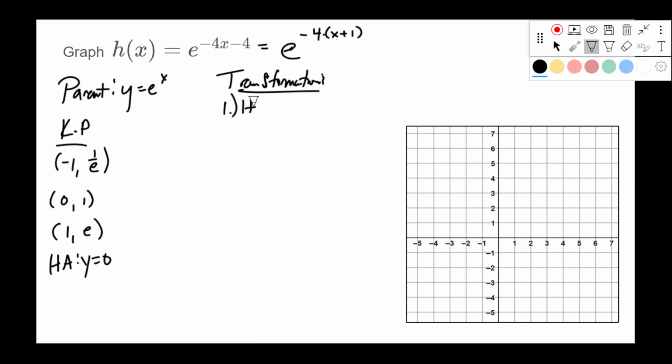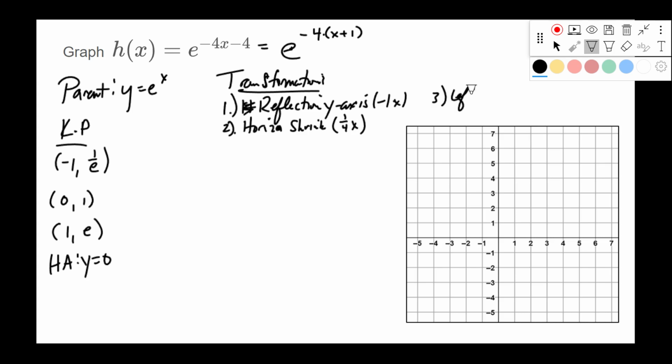So first things first. There is a reflection. The negative's up here with x. It's going to take the x's and make them negative. So I'll flip it this way over the y-axis. Takes the x's, multiplies them by negative 1. There is a horizontal shrink. 4 times x really means multiply the x's by a quarter. And we're also going to go left 1. Take the x's and subtract 1.